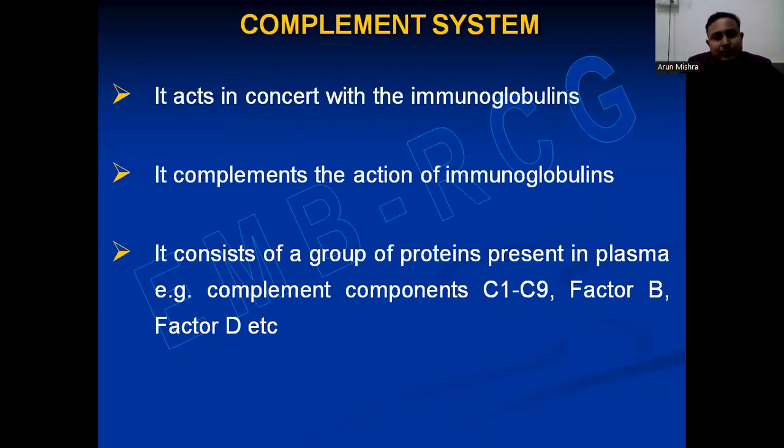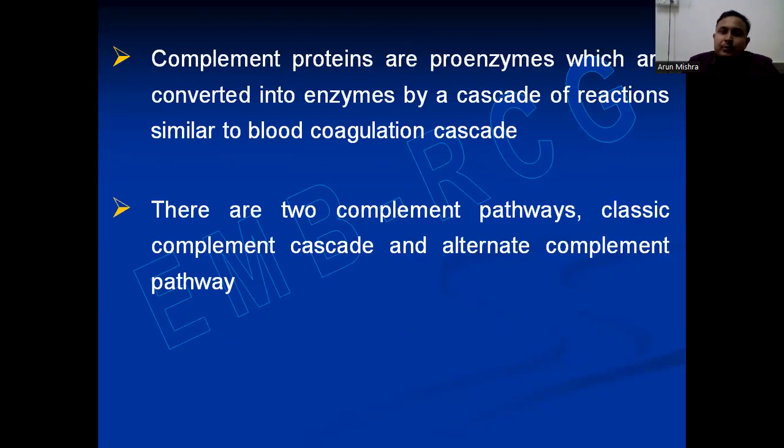Next is the complement system. It acts in concert with immunoglobulins. It complements the action of immunoglobulins, and it consists of a group of proteins present in plasma. The complement system consists of C1 to C9 and factor B and factor D, etc. The complement proteins are proenzymes which are converted into enzymes by a cascade of reactions similar to the blood coagulation cascade.